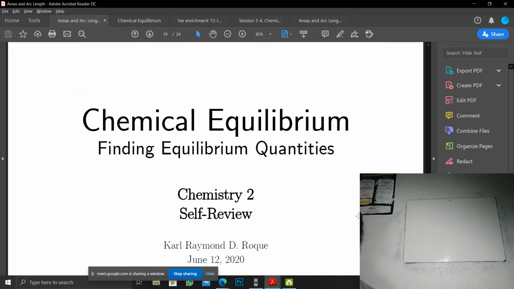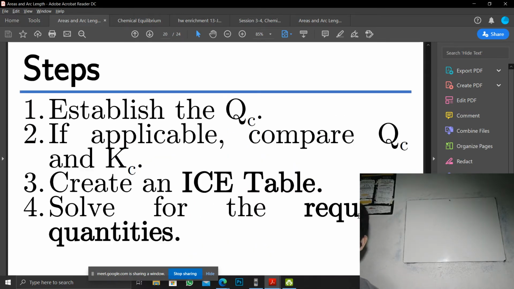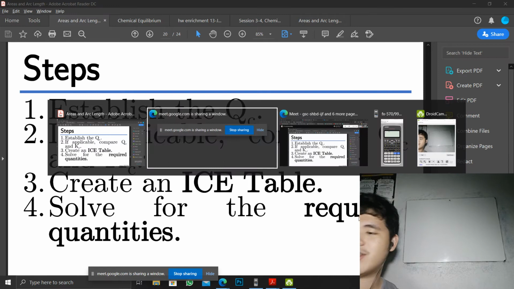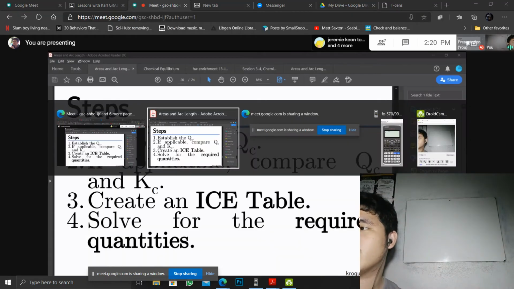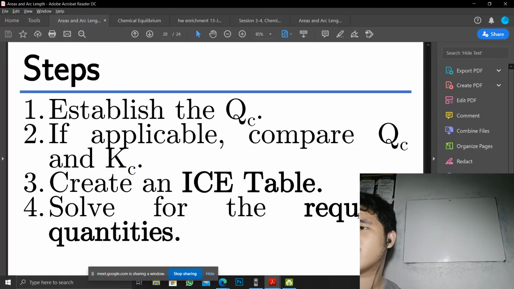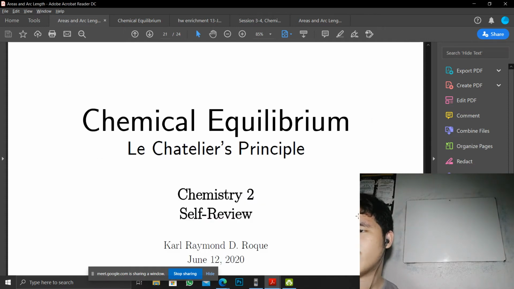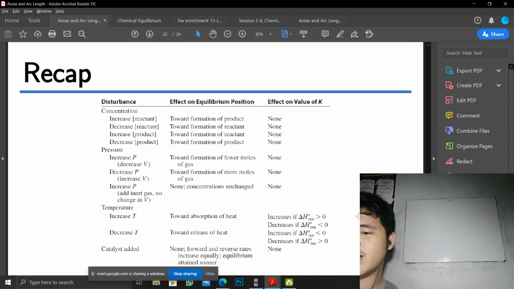Tapos lastly, finding equilibrium quantities. Magaling naman kayo dito. Establish the Qc if applicable. Compare Qc and Kc to determine the direction ng reaction natin. Next is create an ICE table, initial change equilibrium table, and lastly, solve for the required quantities. Lastly, sa Le Chatelier's principle, conceptual, ayan, we formed all of this, no? Okay, naalala niya pa naman siguro to. Sige, that's all for our recap.